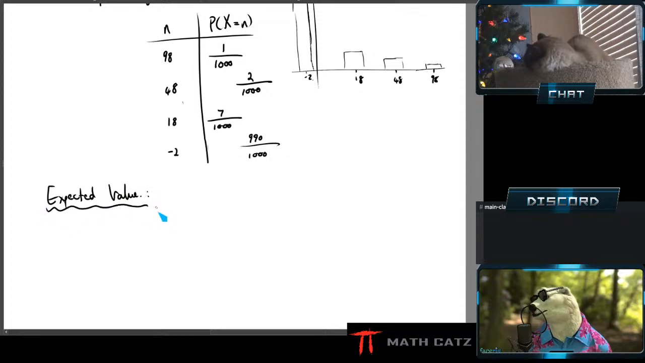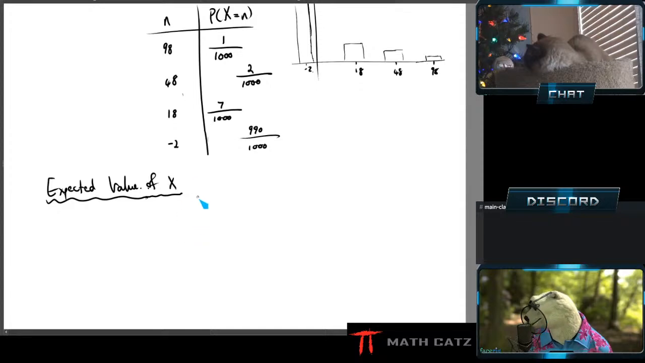Expected value. It's going to be a number, I'll say here, of x. It has to be associated, of course. It's a way to summarize the probability distribution by way of a single number. We call it a measure. A measure is simply a single number that captures the overall information.